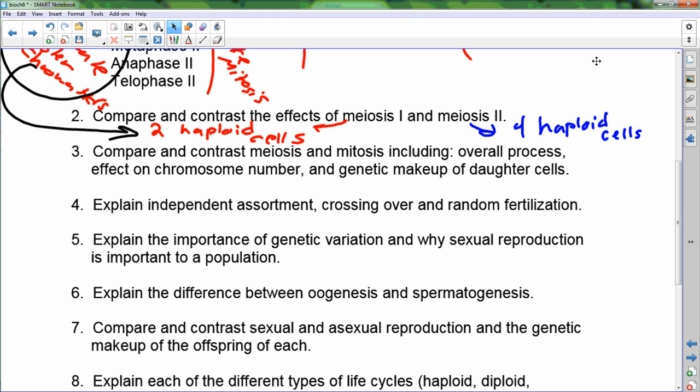Crossing over. So remember, that happens in prophase 1. That's just where two homologous chromosomes that are lined up can just kind of swap their DNA. One part breaks off, another part breaks off, and they switch. It's like mix and match. What's random fertilization? We're going to get to that, Jason.